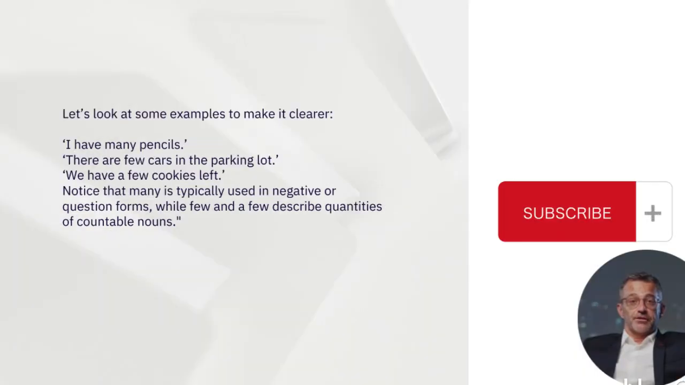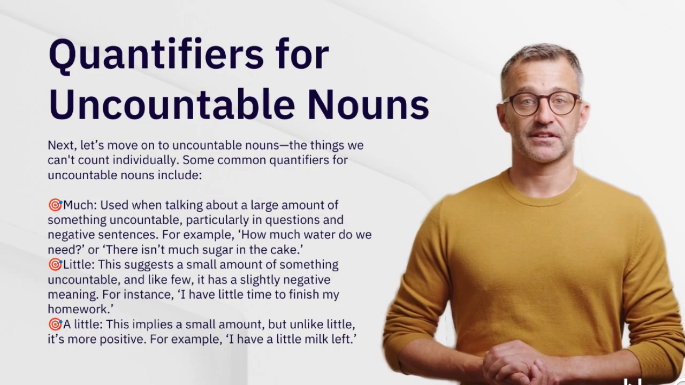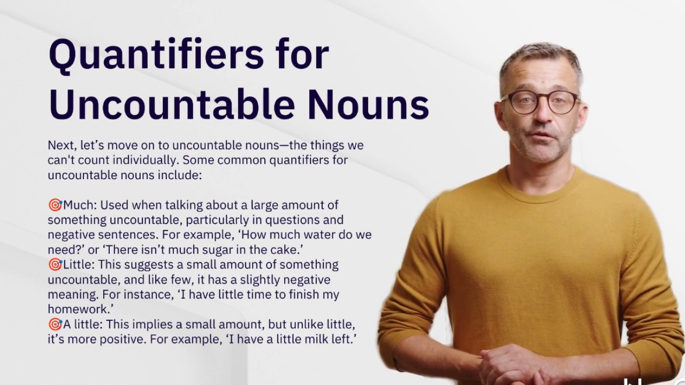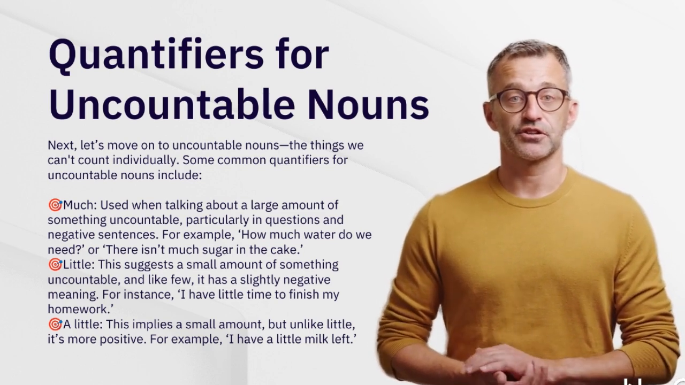Let's look at some examples to make it clearer. I have many pencils. There are few cars in the parking lot. We have a few cookies left. Notice that many is typically used in negative or question forms, while few and a few describe quantities of countable nouns.